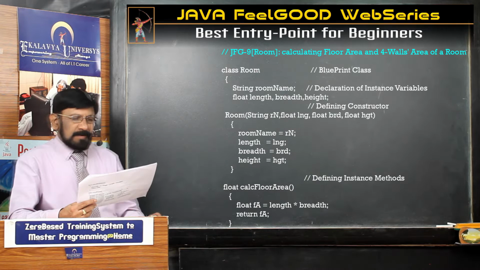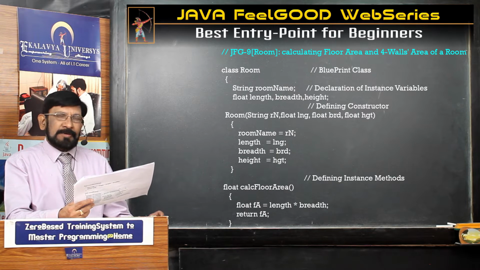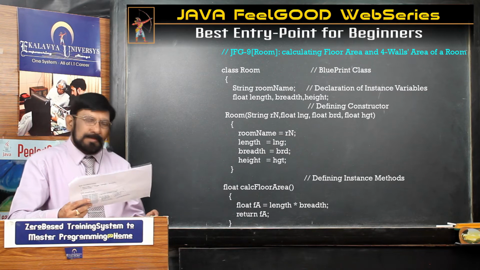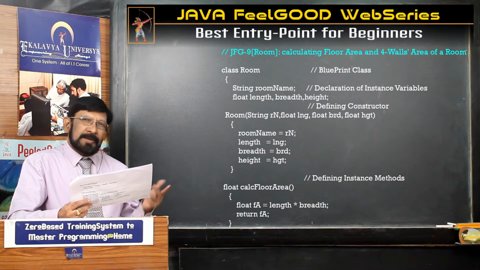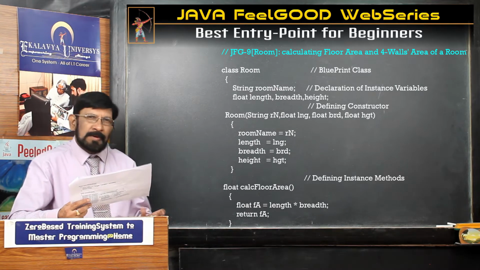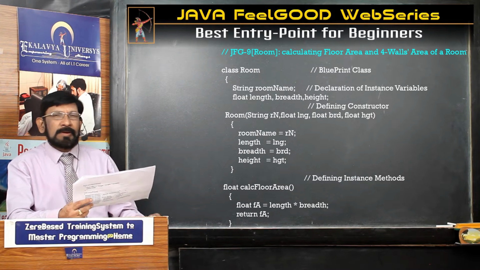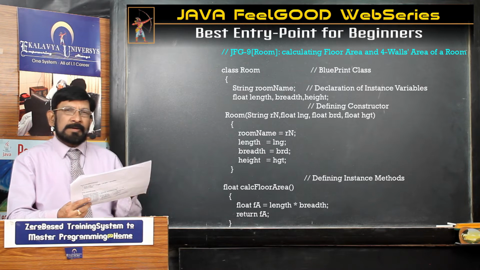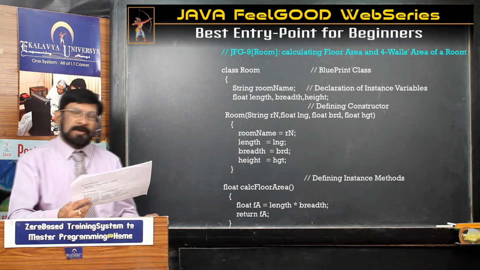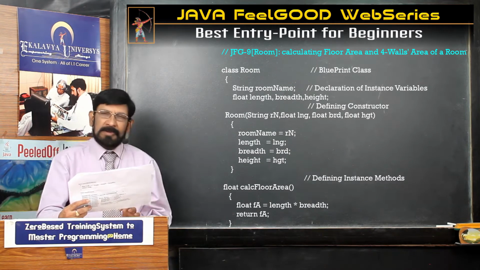Thereafter, what do we have to calculate? Calculate floor area. For calculating floor area, what is the formula? Length into breadth. However, what is the return type of the method? The return type should obviously be float, because we are manipulating float values. Now, float fa, that is a local variable. It represents floor area. Whenever it is calculated, it is stored in fa, and ultimately we are returning it. Then the calculateFloorArea instance method is over.